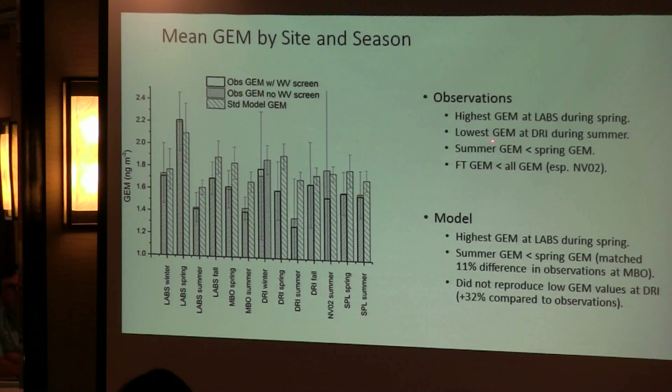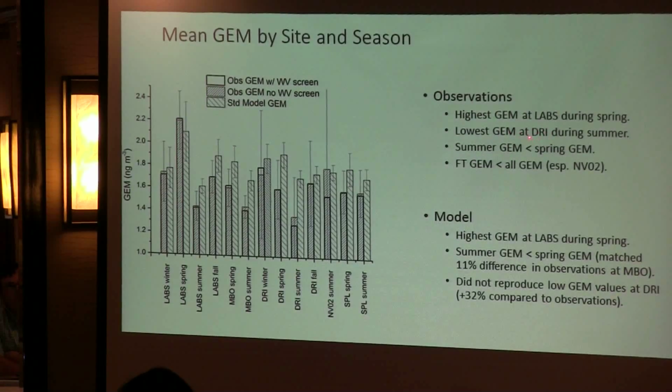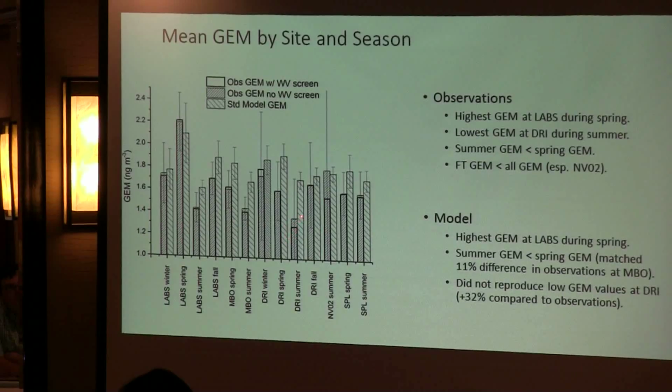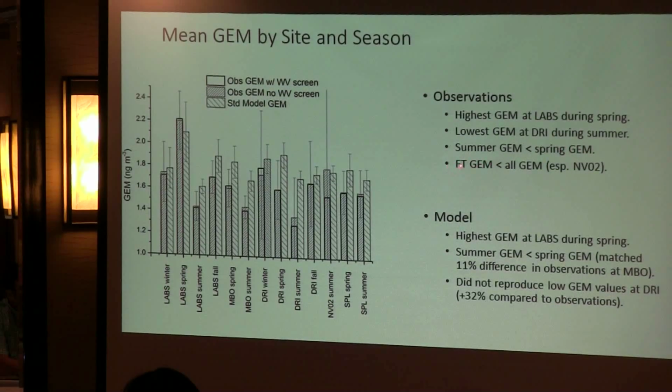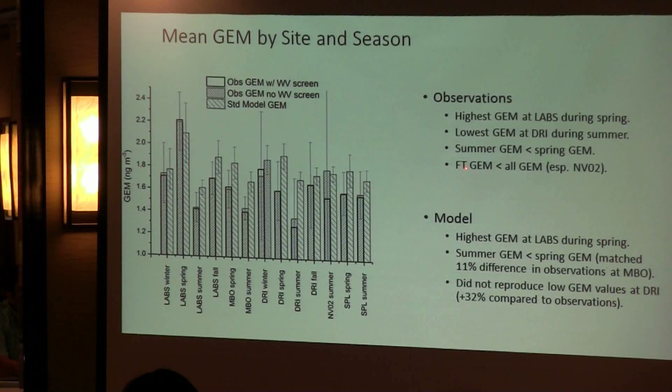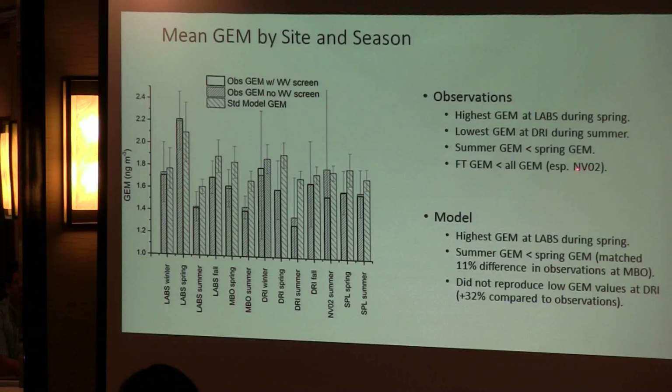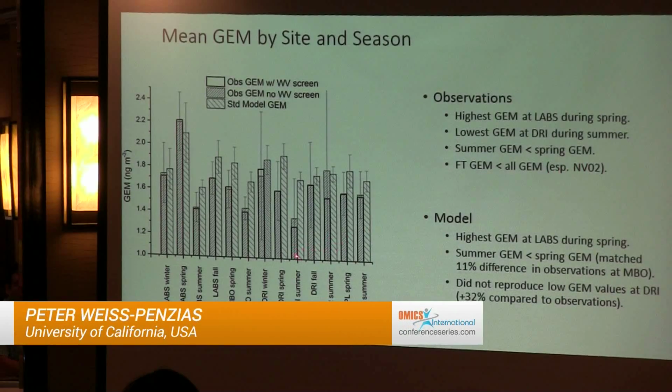The lowest gaseous elemental mercury was observed at Desert Research Institute during the summer. That's this bar down here. In general, the summer elemental mercury was lower than the spring elemental mercury. So we see this pattern across sites where we had multiple seasons of data. There it is lower in the summer than in the spring. And when we filtered the data to produce the free tropospheric set, it generally lowered the elemental mercury concentration. And that was especially prominent at NVO2, which is right here.